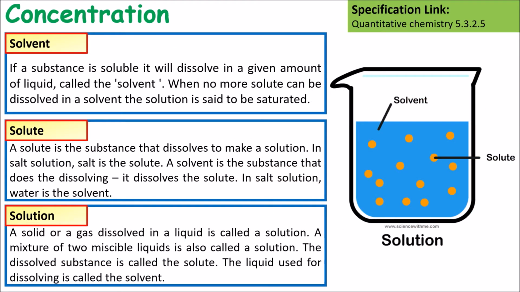So three keywords that we need to be aware of are a solvent, a solute, and a solution. If a substance is soluble, it will dissolve in a given amount of liquid, and this liquid is called the solvent. A solute is a substance that dissolves to make a solution. So for instance, in salt solution, the salt is a solute. A solution is when either a solid or a gas dissolves in a liquid and forms a solution where the substance is dissolved in it and can move around.